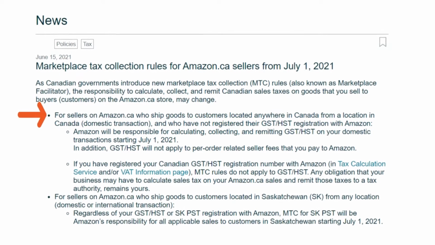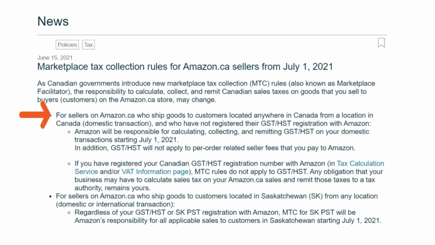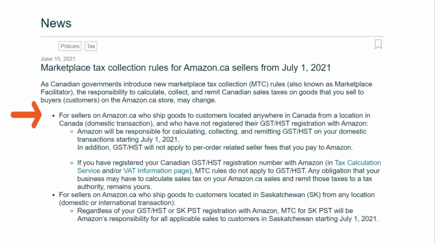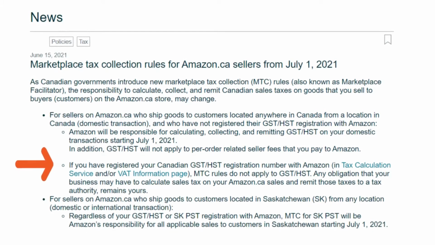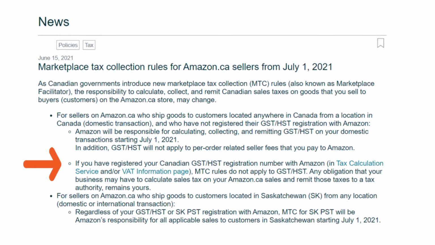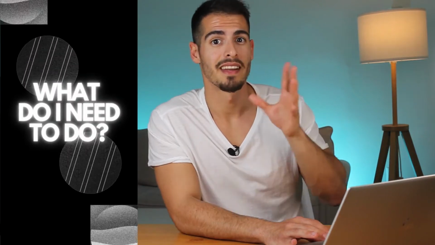Now, as you can see, it says for sellers on Amazon.ca who ship goods to customers located anywhere in Canada from a location in Canada and who have not registered the GST HST with Amazon will be responsible for calculating, collecting, and remitting GST HST on your domestic transactions starting from July 1st. On the other hand, it says if you have registered your Canadian GST HST number with Amazon, MTC rules do not apply to you. Any obligation that you may have to calculate sales tax on your Amazon.ca sales and remit those taxes remain yours.